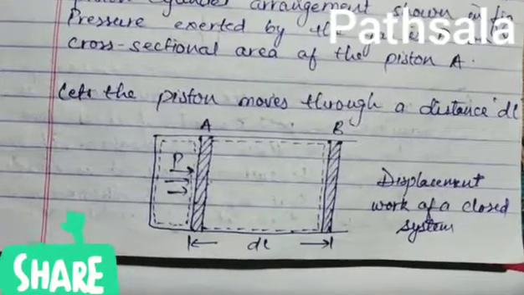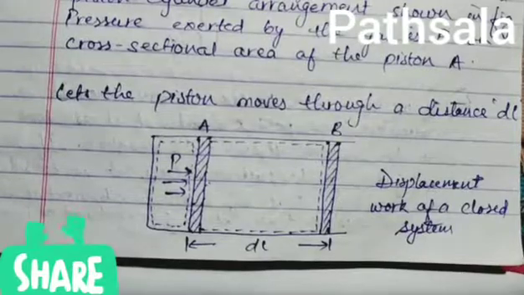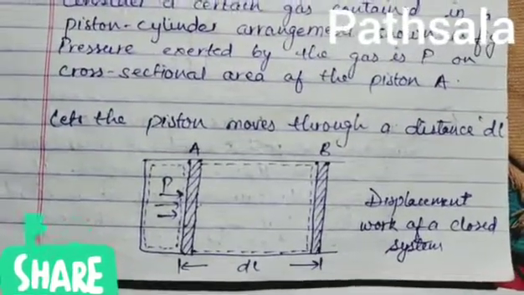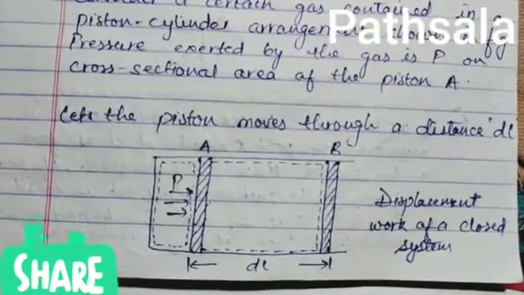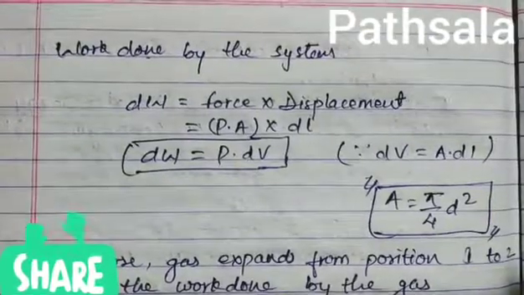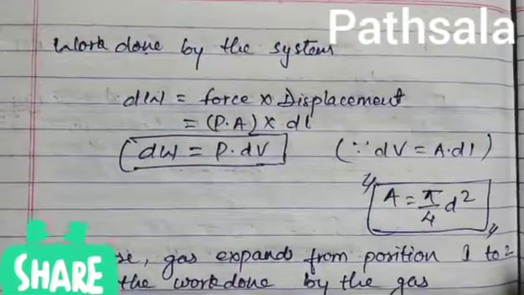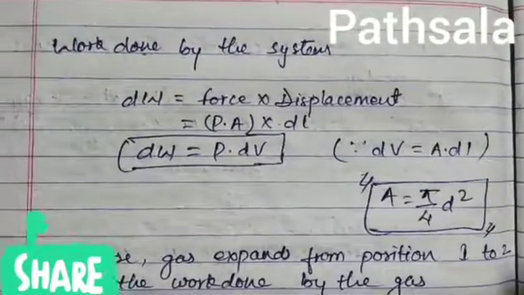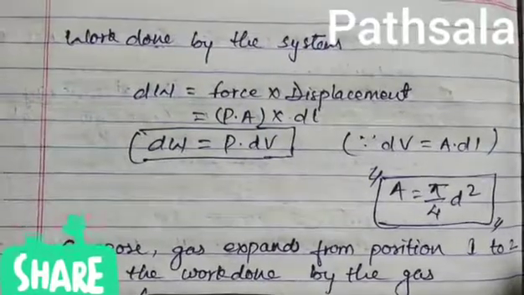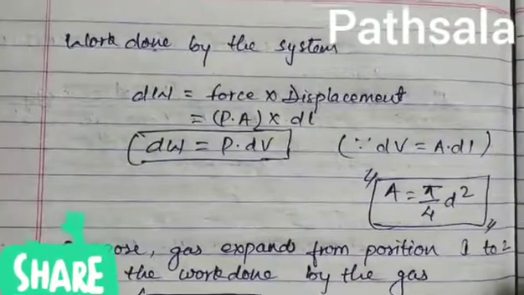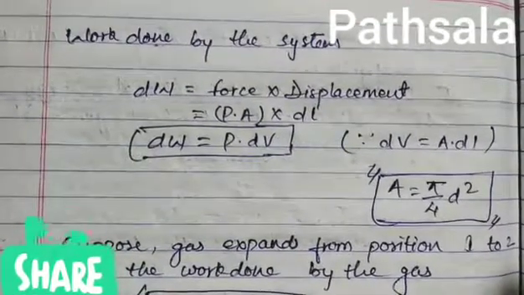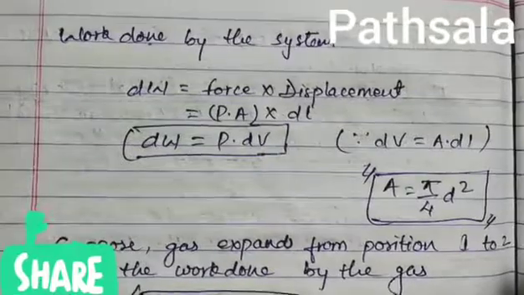Small dl is the small distance, a to b is the distance. We can consider the displacement work of the closed system. Work done by the system is given by this formula. Work done is equal to force into displacement, where force is equal to pressure into area. As we know, pressure is equal to force upon area; applying cross multiplication, we get force is equal to pressure into area, into displacement dl.